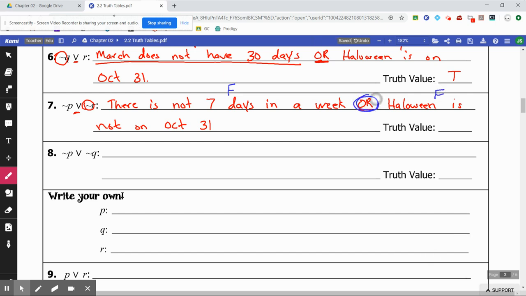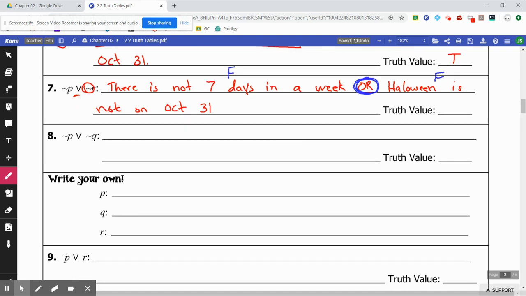So in order for this statement to be true, one or the other has to be true. They're not. Both of them are false, so this entire thing is false. And something to think about: this scenario is the only way for an or statement to be false, if they're both false. That's the only way. It's kind of like with an and statement. The only way for an and statement to be true is if they're both true. So that kind of works together.